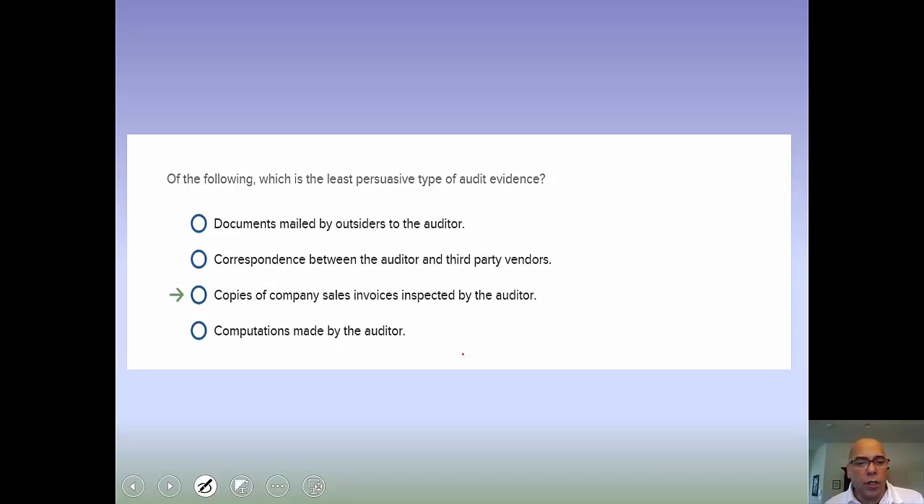Taking a look at the next one, which of the following is a least persuasive type of evidence? And we say documents mailed outside to the auditor. Just looking at that first one there, well, that's external evidence, that's direct. Correspondence between the auditor and third parties, that is external, that's direct. Computations made by auditor, direct personal knowledge. Copies of sales invoices inspected by the auditor, now we're doing what? We're doing inspection of internal documents, and so that becomes less persuasive.